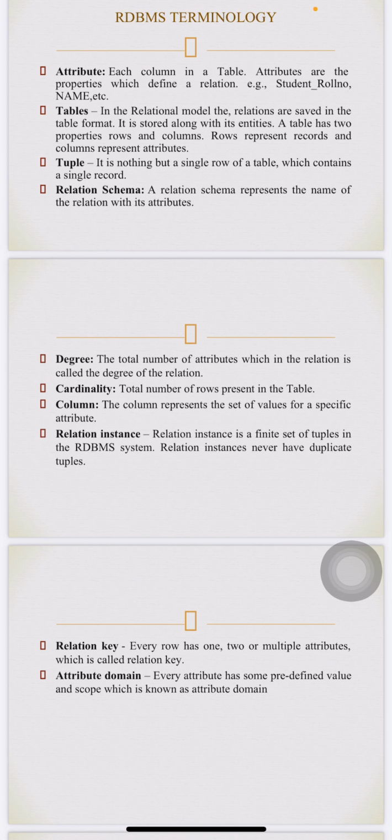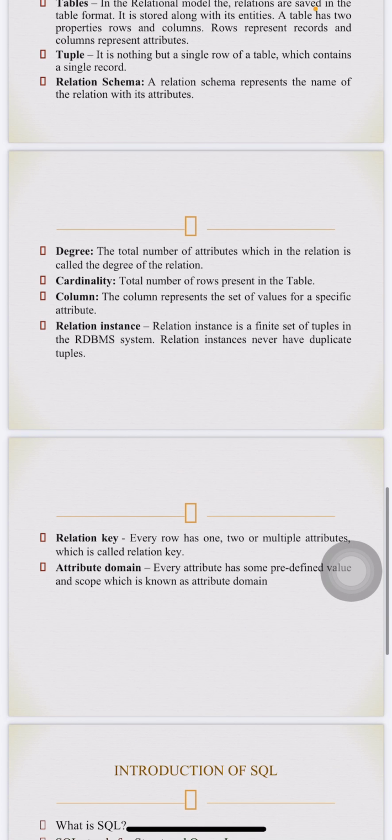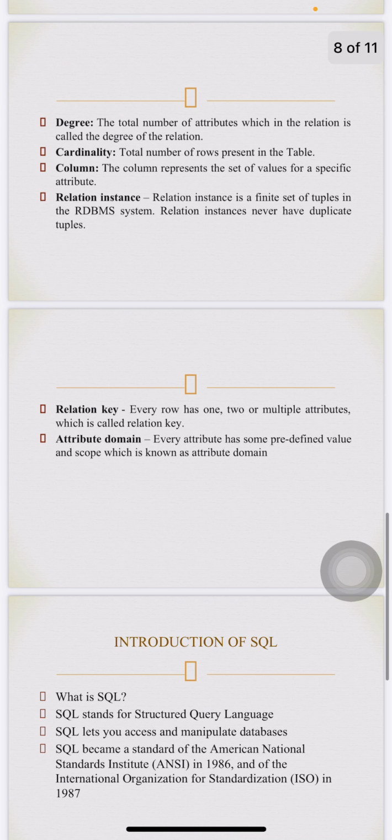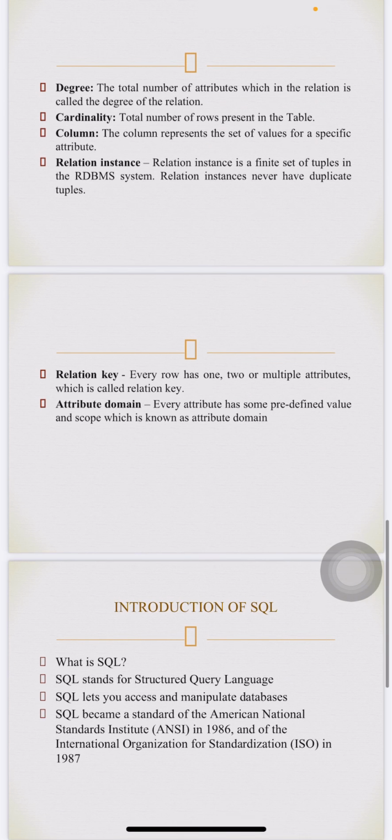Relational instance: a relational instance is a finite set of tuples in the RDBMS system. A relational instance never has duplicate tuples. After that, relation key: every row has one or multiple attributes which are called a relation key. Attribute domain: every attribute has some predefined value and scope, which is known as the attribute domain. When you are creating a table, the values are already defined. It is known as an attribute domain.